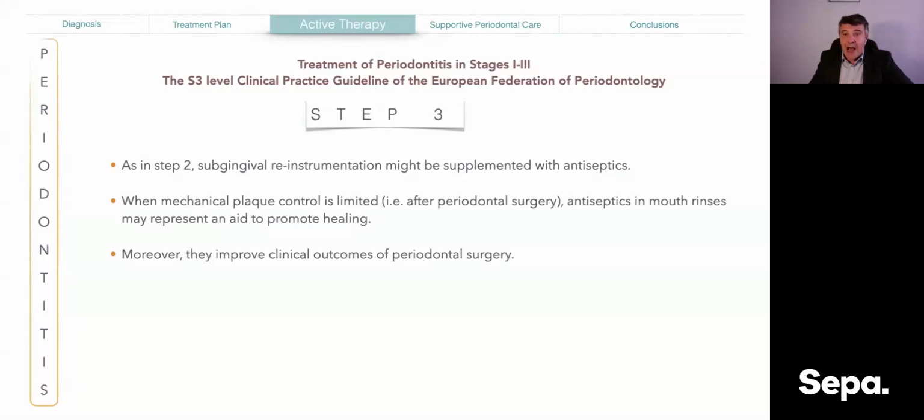And finally, another suggestion could be that by using antiseptics adjunctive to periodontal surgery, the results in terms of periodontal outcomes could be improved. None of these indications was assessed in the clinical practice guideline for the treatment of periodontitis in stages 1 or 3, but indirect evidence and some direct evidence not presented could suggest that they could be useful.